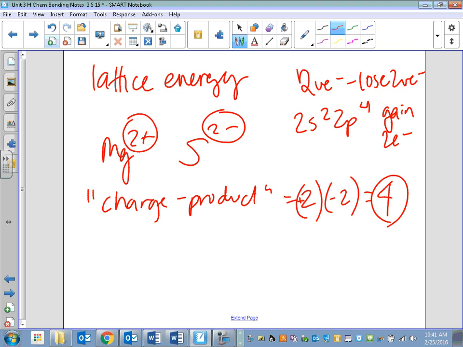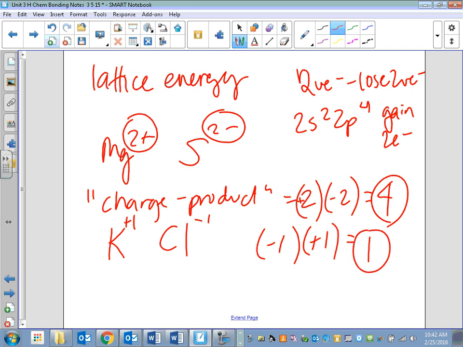Let's compare that to something like potassium chloride. Okay, what's potassium's charge? Look at its valence electrons. Tell me if it gains or loses. Loses, so what's its charge? +1, right. Look at chlorine. It's 1 away from noble gas electron configuration, so it gains 1, -1. So the charge product for this would be a -1 times a +1, equal 1.